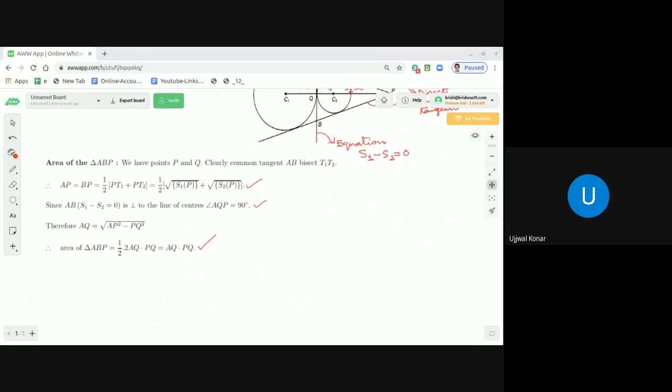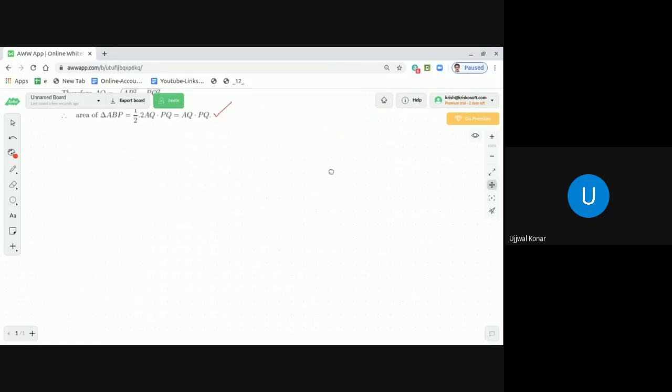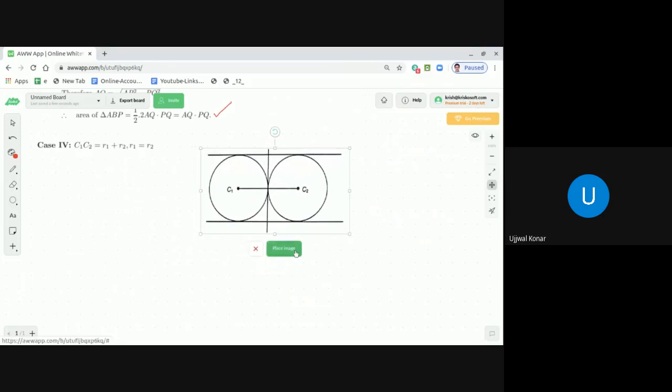Now we are going to discuss the next case, that is case 4, when C1C2 is equal to R1 plus R2 and R1 is equal to R2. So let's visualize this case again, because visualization makes a lot of sense here. So what we get here is that C1C2 is equal to R1 plus R2 and R1 is equal to R2. So what is this case? Let's understand.